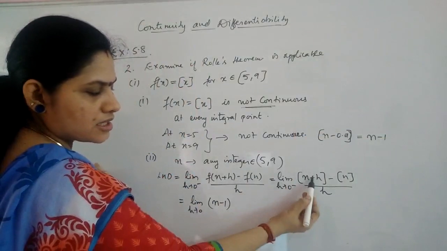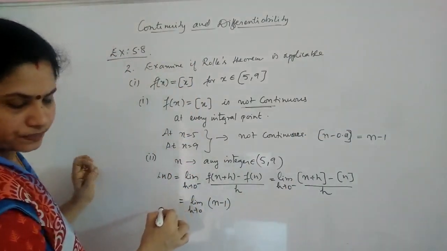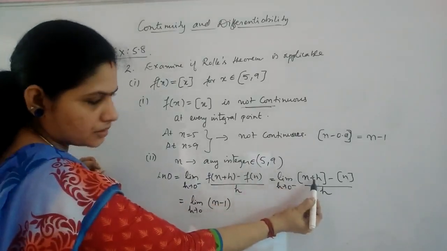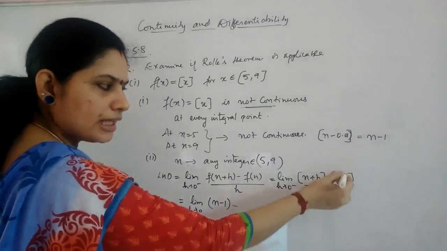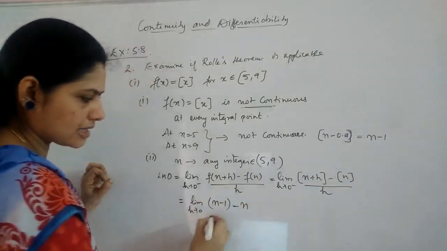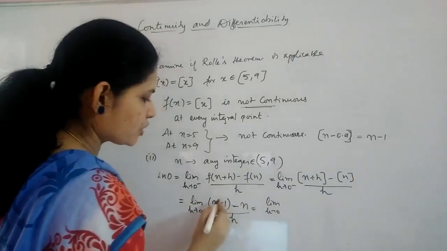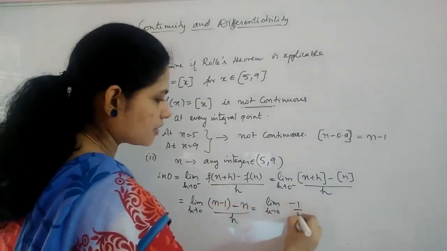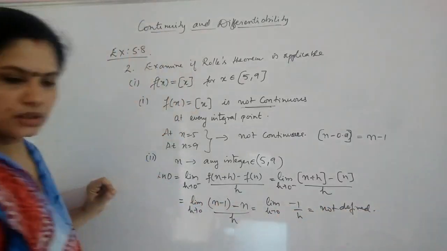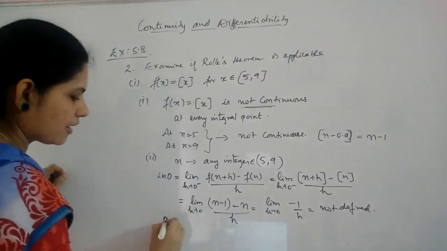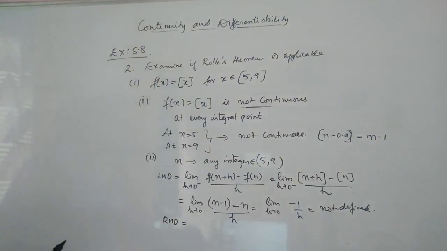Because even if you are writing it as plus, this is from the left hand side of 0. So you are just actually subtracting it. Okay, n minus something you are getting. That's why it is n minus 1. And greatest integer of the integer will be n itself. So it is minus n divided by h, which is limit h tends to 0. What you are getting, n minus n will get cancelled, minus 1 by h. So you can say that it is not defined, right? Not defined.